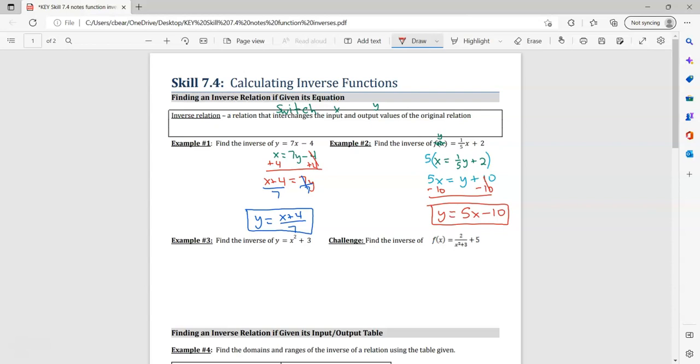What might be weird here is we see the plus 2. Where's the minus 2? Well, that's because we had modified the equation by multiplying the whole thing by 5. Okay, so that's why you see it as such.